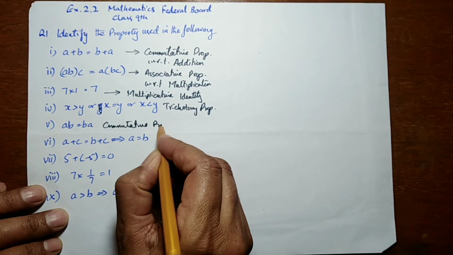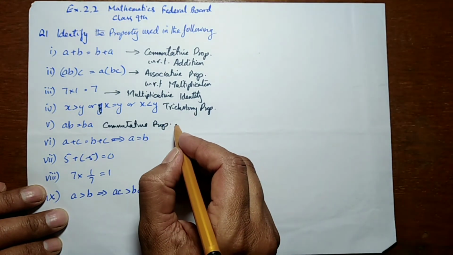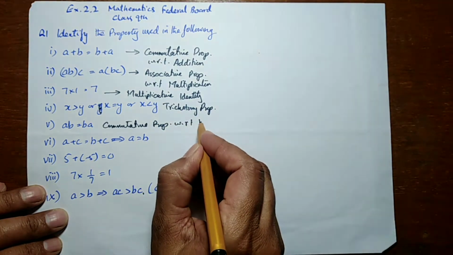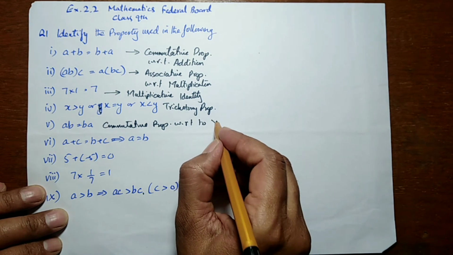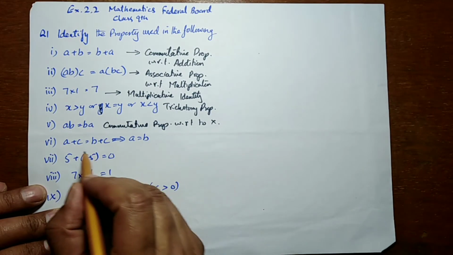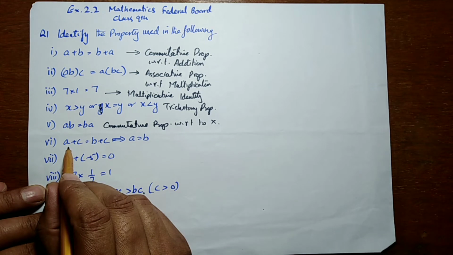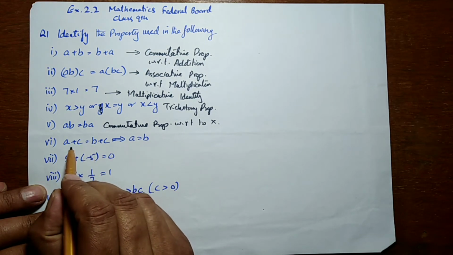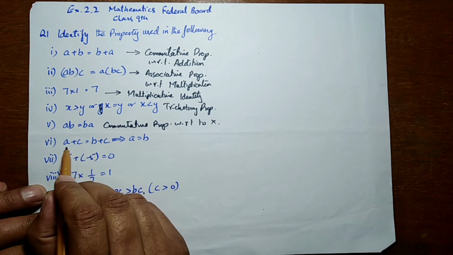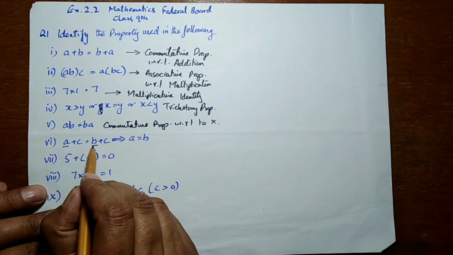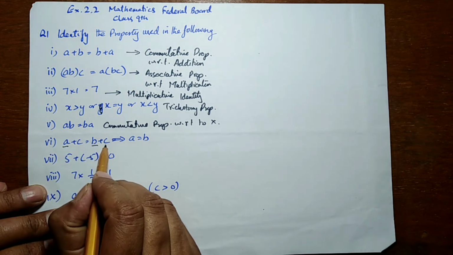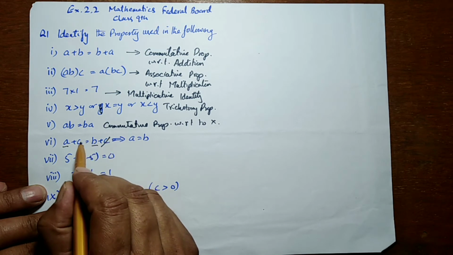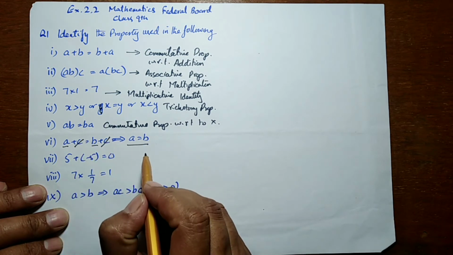Commutative property with respect to multiplication. Okay, now you can see here the sixth one, we have the same number added with the numbers on both sides. So here we have a, here we have b, but the c and c are the same number. So if we cancel out, we will get this part.